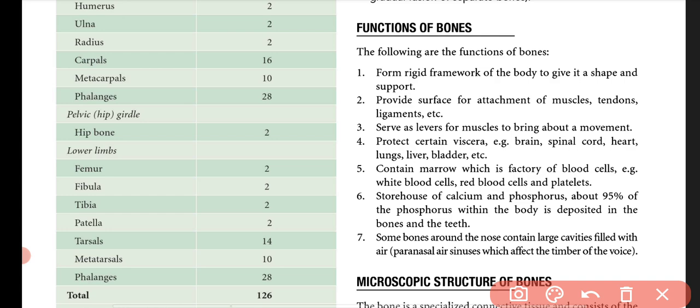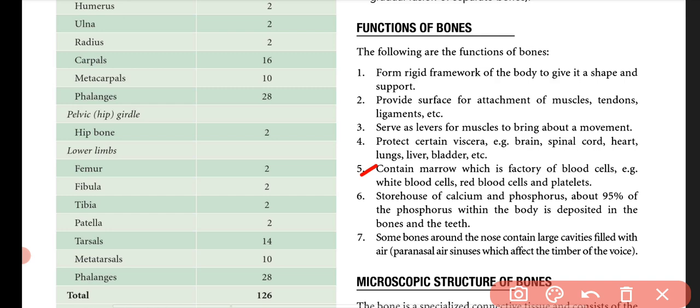The brain is covered by the cranial bones. The spinal cord is covered by the vertebrae. The heart is covered by the ribs. The lungs are also covered by the ribs. The liver is covered by ribs, and the urinary bladder, etc., is covered by the pelvic bones.